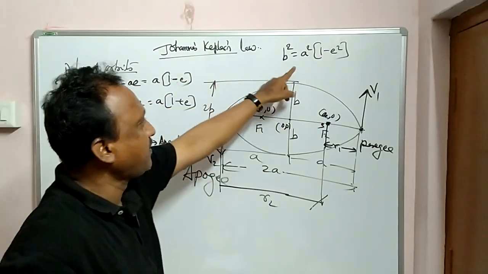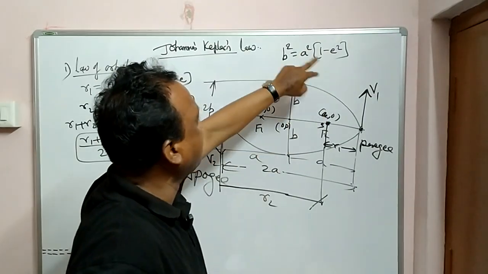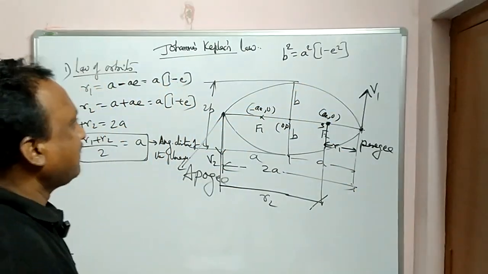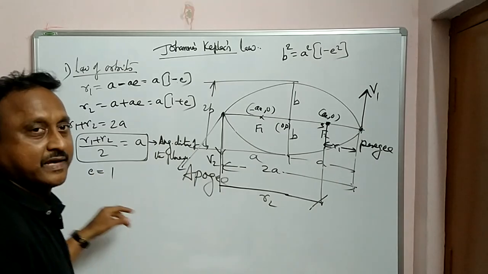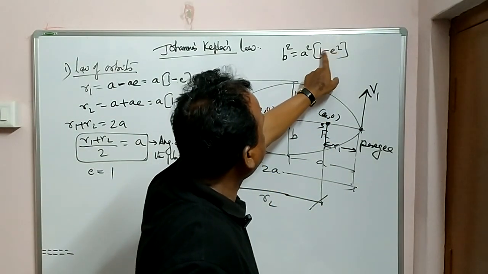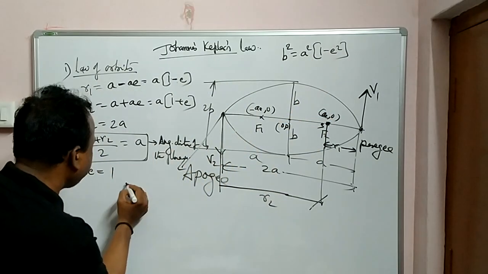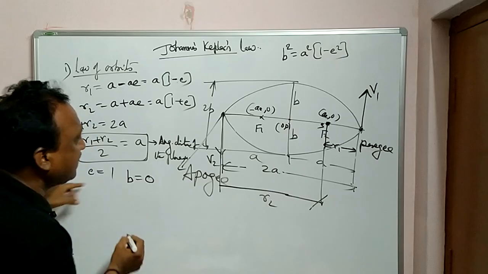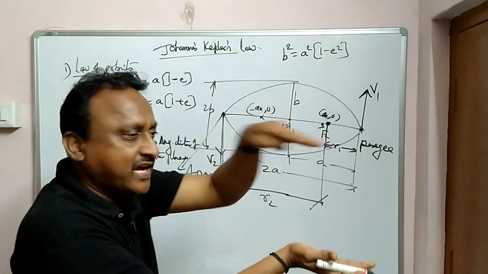Johannes Kepler has given one mathematical equation: b square is equal to a square into 1 minus e square. Now what are these? For example, if e, the eccentricity, is equal to 1, and you put 1 here, what happens? 1 square is 1, 1 minus 1 is 0. 0 into a square is 0. So b is equal to 0. What does b equal to 0 mean? It is lying on a, a straight line.